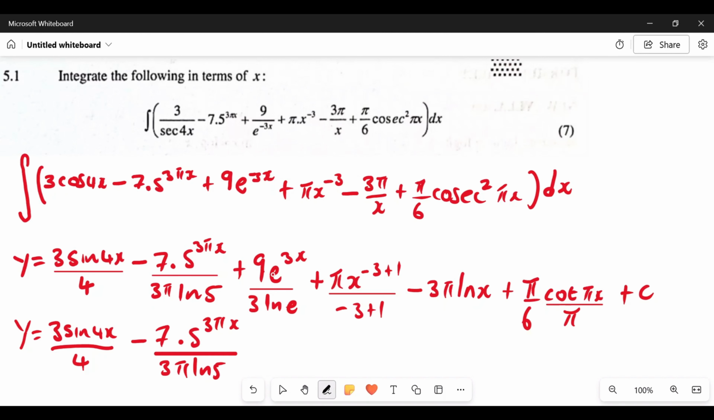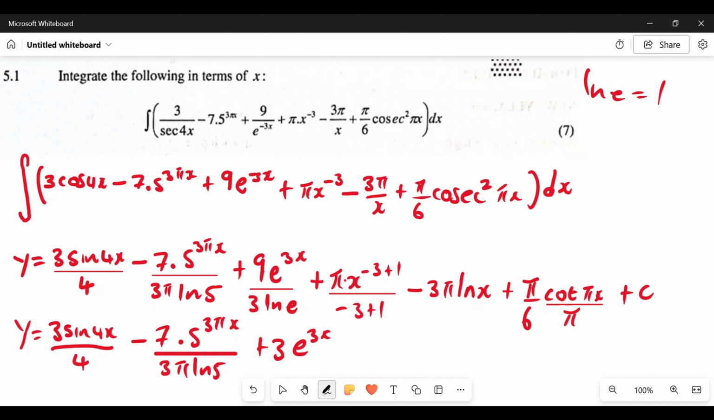Now let's go to the third term. The third term needs to be simplified, guys. We have 9 over 3. That is going to give us 3. We have e to the power of 3x on the numerator. But then on the denominator, we have natural log e. So natural log e, guys, is equal to 1, just in case you didn't know.